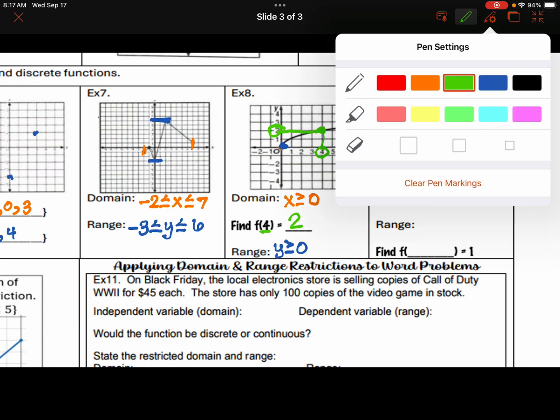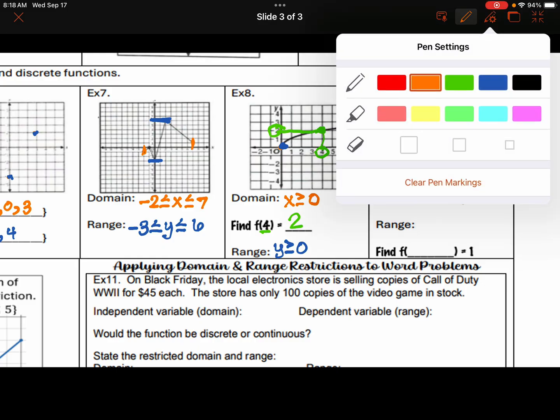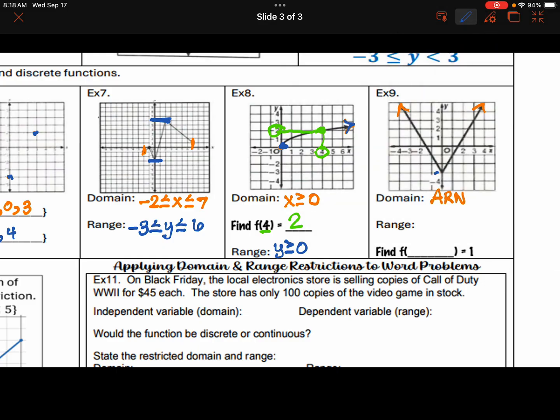Okay, let's look at the next one. So this arrow and this arrow implies that this graph just keeps getting wider and wider and wider, so the domain is all real numbers. This graph does, though, have a lowest point. So I'm going to say range is y is greater than or equal to -3, because the arrows also imply it just keeps getting taller and taller.